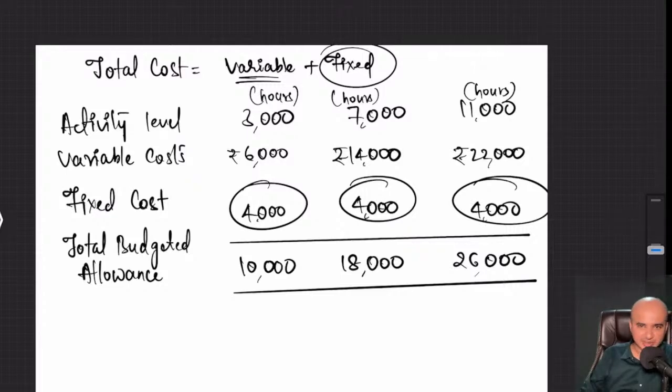I hope it is clear. So now what did we do? Through the variable cost per unit, we found out the fixed cost. Fixed cost is 4,000 rupees.